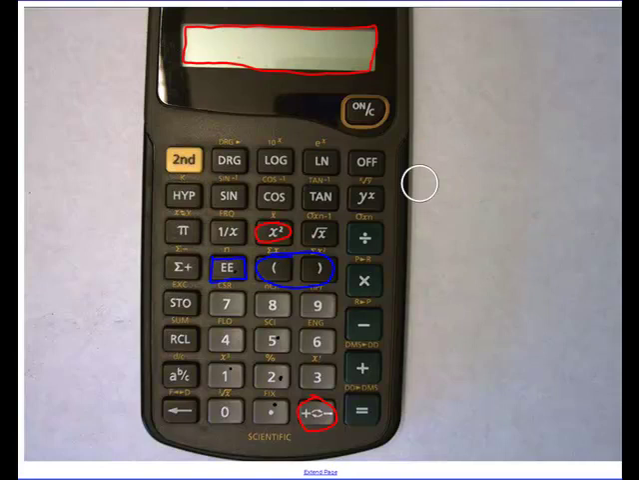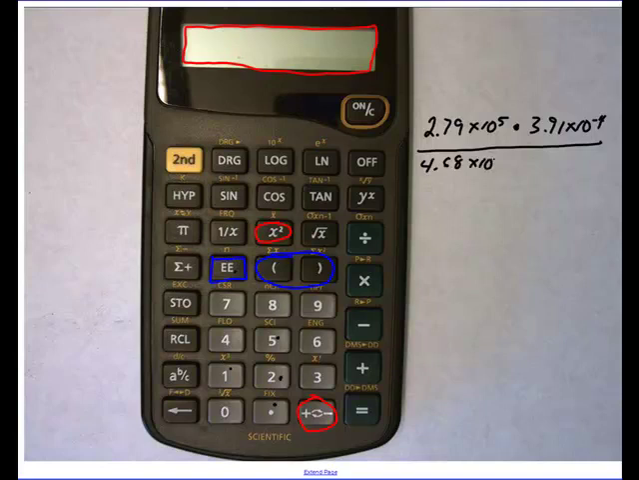So I got a big one for you to try. Give this a shot. Pause the video. See if you get the right answer, because this is a whopper. 2.79 times 10 to the fifth, times 3.91 times 10 to the negative fourth, divided by 4.68 times 10 to the negative second, times 5.42 times 10 to the 8th.